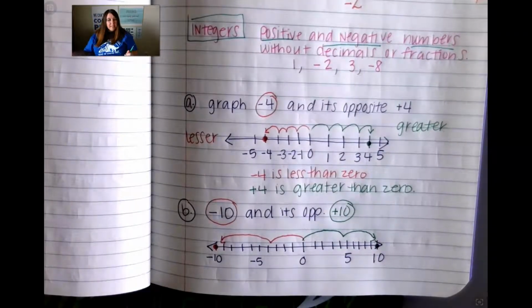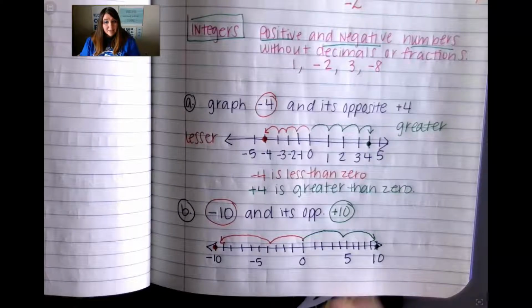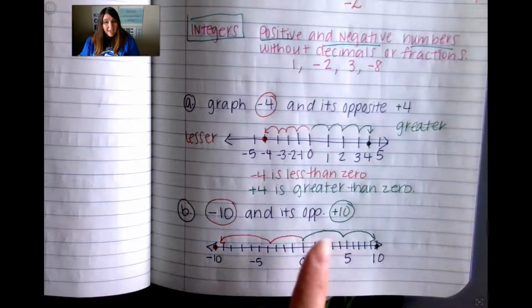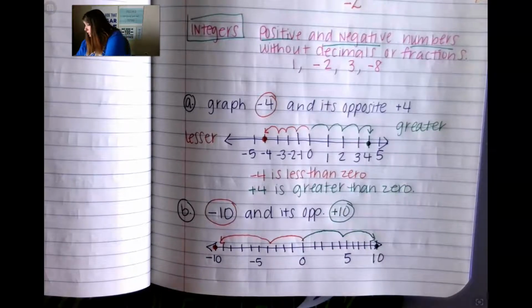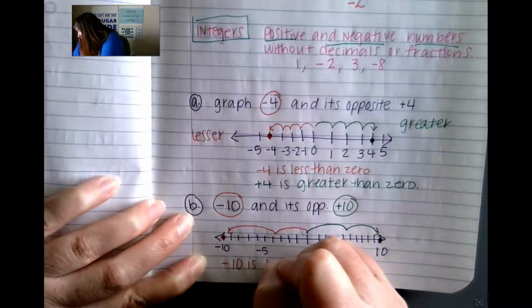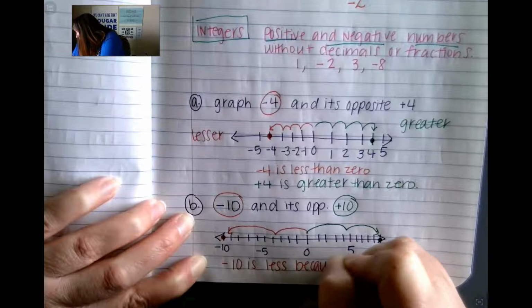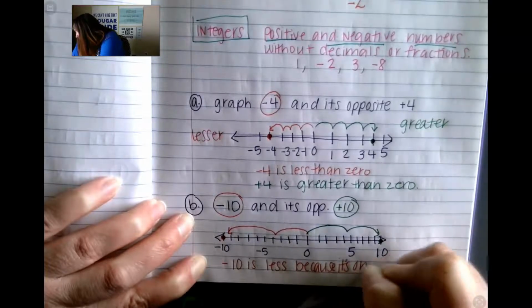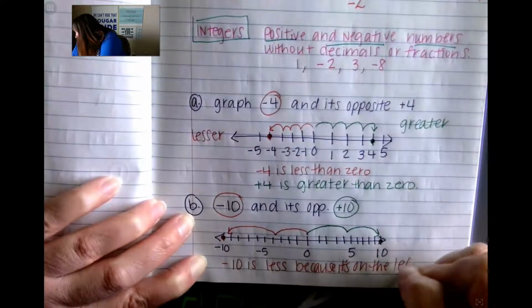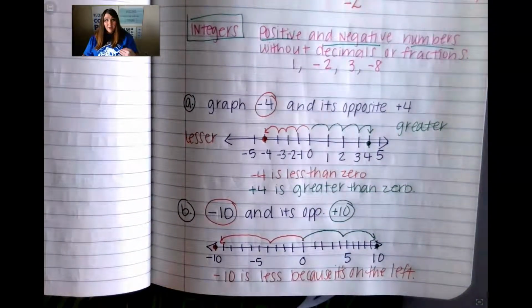So I'm the same distance from 0, which we call absolute value, but negative 10 is less than positive 10. So negative 10 is less because it's on the left. Ten is greater because 10 is on the right, or positive 10.